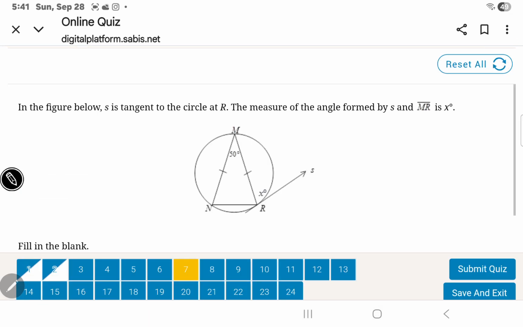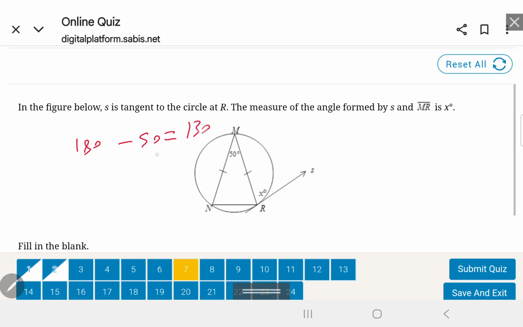Number 7. To find X here, we see an isosceles triangle. 180 minus 50 equals 130. Now 130 divided by 2, you get 65 here and 65 here. So X equals 65. This is the inscribed angle, or angle at circumference, and angle at tangent sharing the same arc. They are equal.